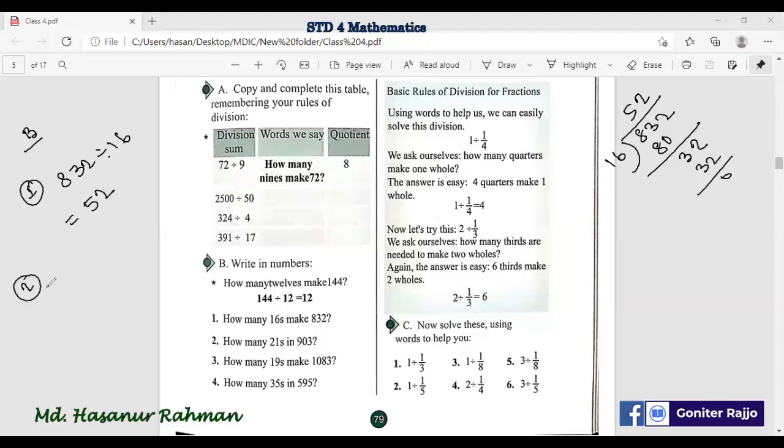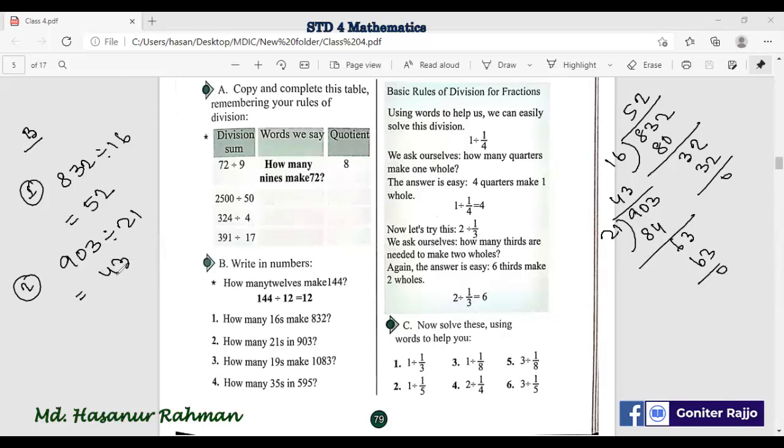Now next one, how many 21s in 903? So 903 divided by 21. So what will be the answer? Look, 903 divided by 21. So at first we can say 4 times 21, that is 84. So what will be left? That is 6. And we have to bring down 3 here. Then 21 times 3, that is 63. So 43 will be the answer.